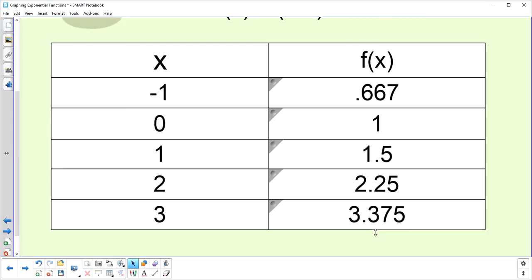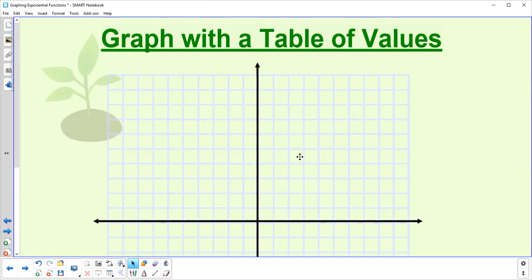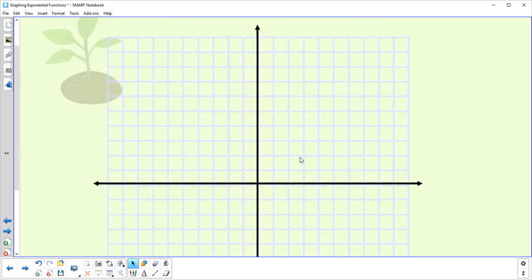Okay, so 0.667, 1, 1.5, 2.25, and 3.375, all corresponding with your x values. So if I go to my grid here, we're going to try to figure out what this looks like. So at negative 1, we're at 0.667, so about 2/3 up at negative 1. That's our first one. At 0, we're at 1, and remember that makes sense. Our y-intercept is always 1. At 1, we're at 1.5. At 2, we're at 2.25, and at 3, we're at 3.375. Okay, so you can kind of see we're starting to get steeper and steeper here.